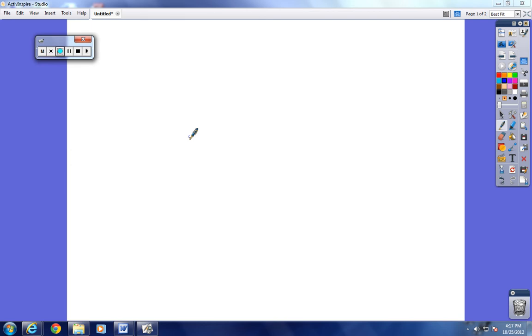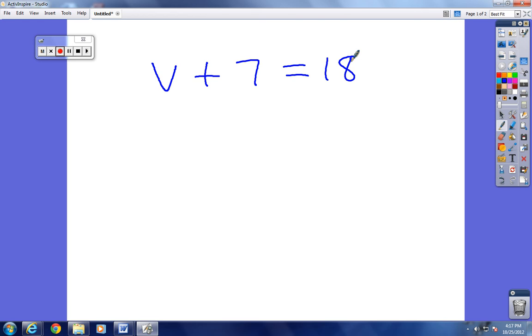Alright, for this lesson we're going to show you the basics of how to balance an equation using addition and also with subtraction. So our first example will be v plus 7 equals 18. Now we know in algebra, the goal of algebra or balancing equations in pre-algebra is to get the letter, which we call the variable, by itself, which means it's the only thing on one side of the equal sign. So the way we're going to do this is to get the v by itself.